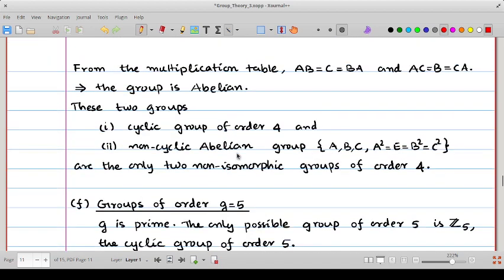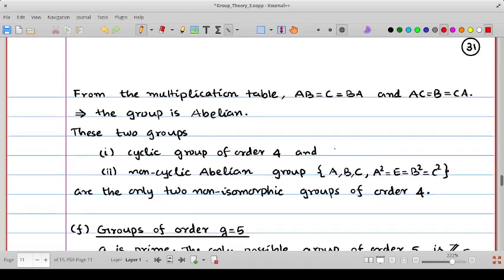Okay, so now we have identified 2 choices for groups of order 4. The first one is obviously the cyclic group of order 4, and the second one is the group with elements A, B, C with A square equal to E equal to B square, and C square also equal to E.